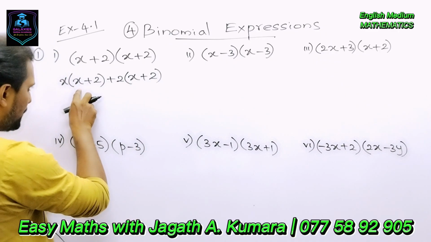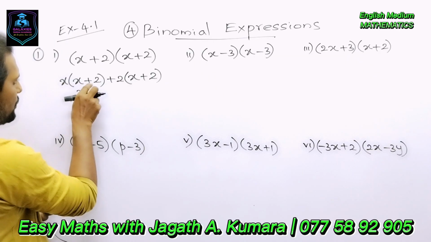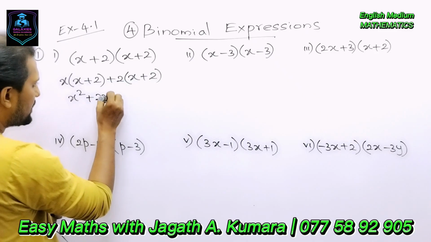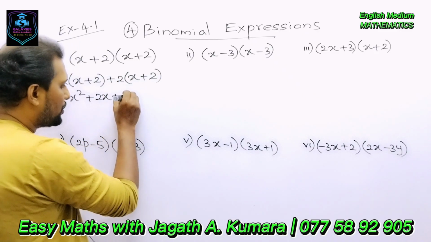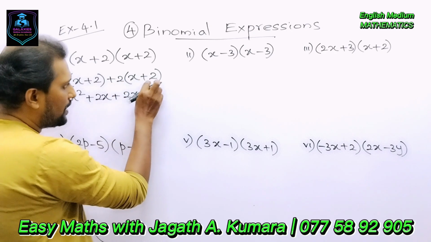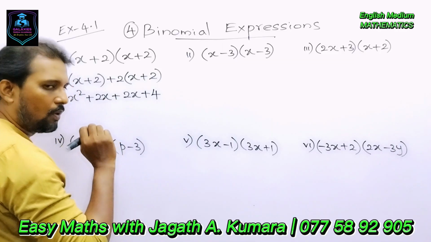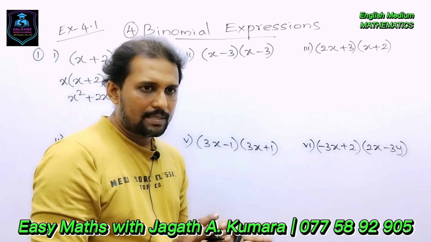Positive multiply positive, positive, x multiply x, x squared. Positive multiply positive, positive, 2 multiply x, 2x. Positive multiply positive, positive, 2 multiply x, 2x. Positive multiply positive, positive, 2 multiply 2, 4. Right now I remove the brackets.